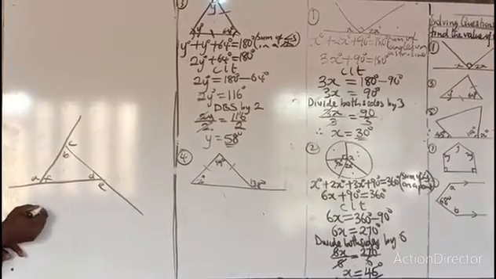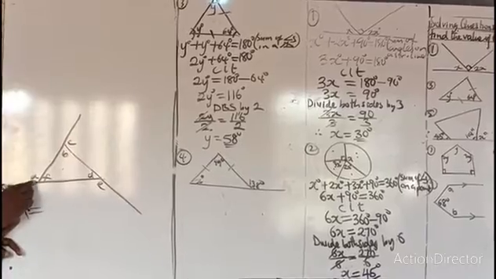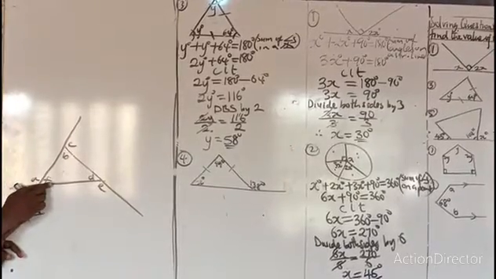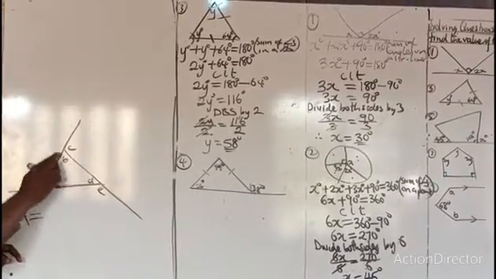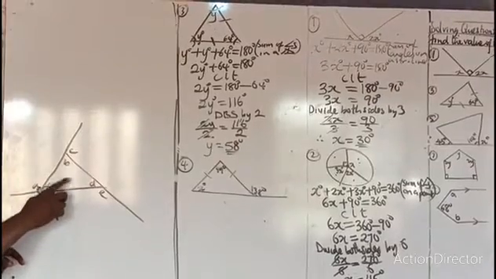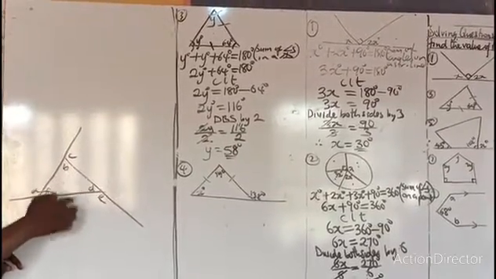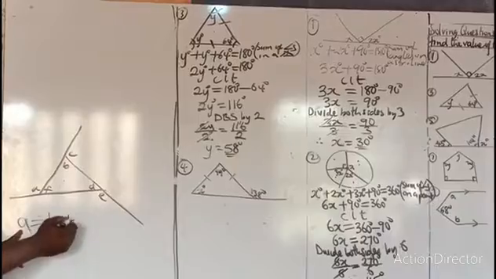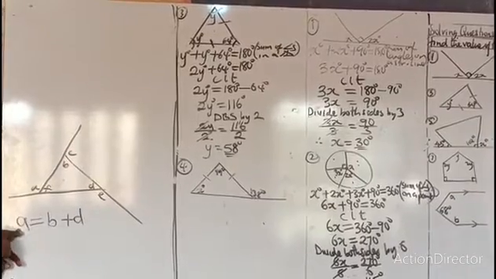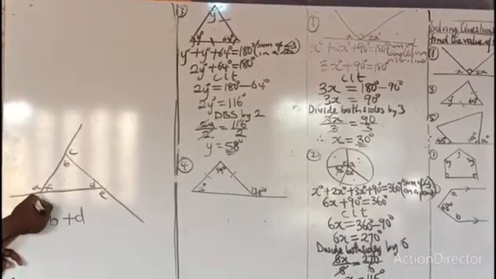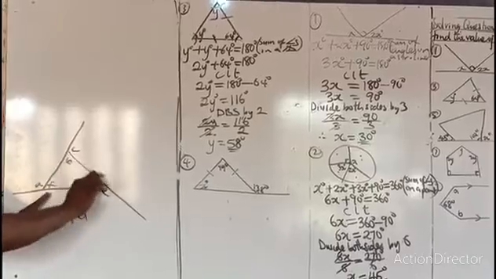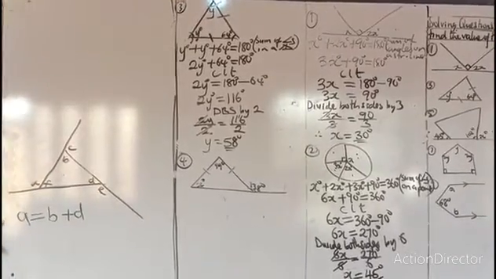A is equal to, you now come inside. What do you have inside here? Don't mention that F. The other two that are opposite here, what are they? B and what? B plus D. This is what the law is saying: that the exterior angle equals the sum of the two opposite interior angles.